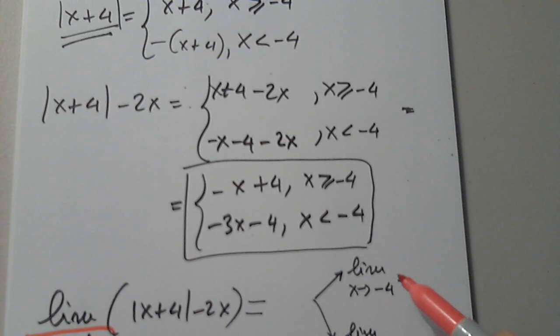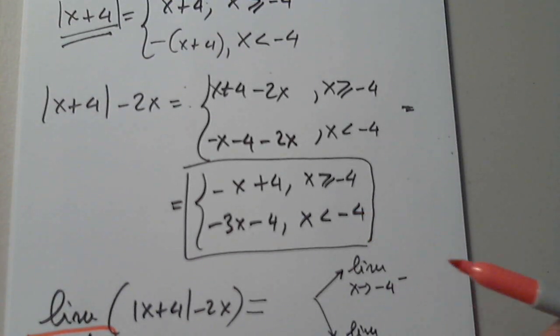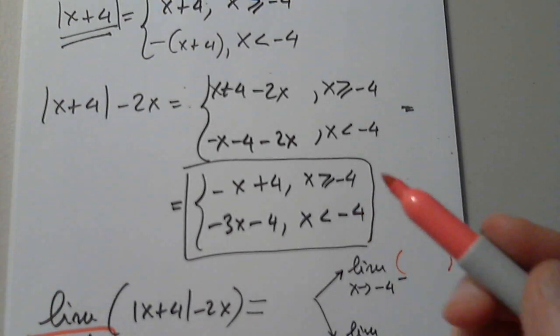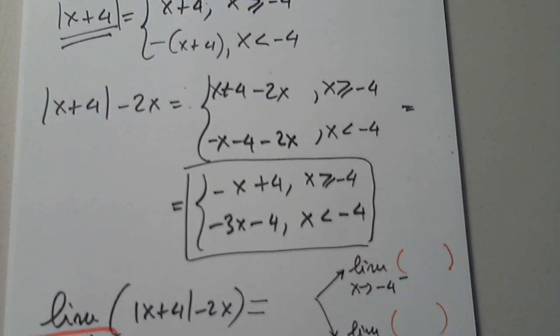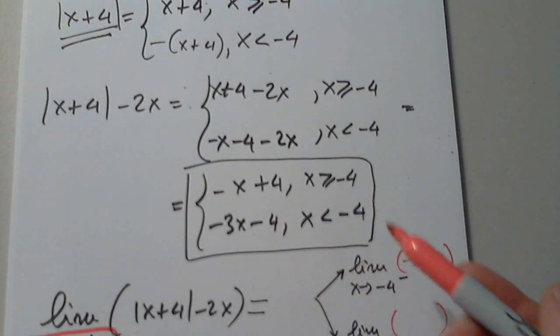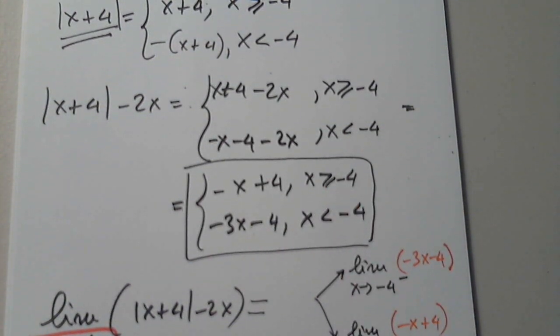So which function do I use for the limit from the left of negative 4? And I will put it here. Which function do I use for the limit from the right of negative 4? And I will put it here. We would use the first piece for the first one, but approaching from negative 4 from the left. Oh, never mind, sorry, the second one. So negative 3x minus 4. And of course, negative 4 from the right will be negative x plus 4.